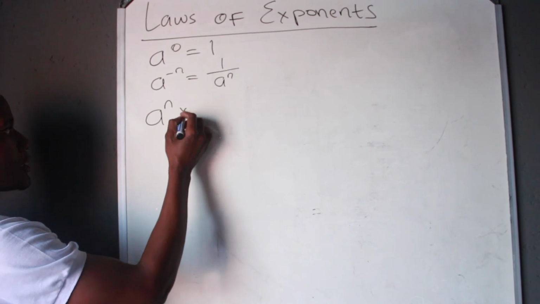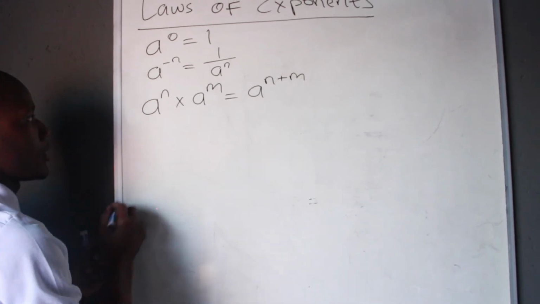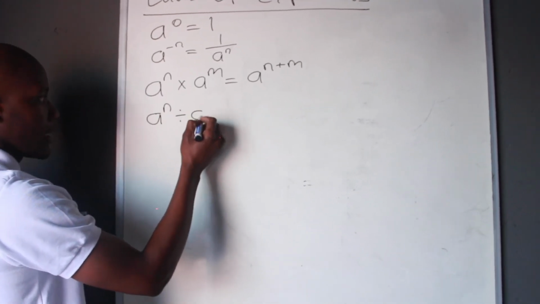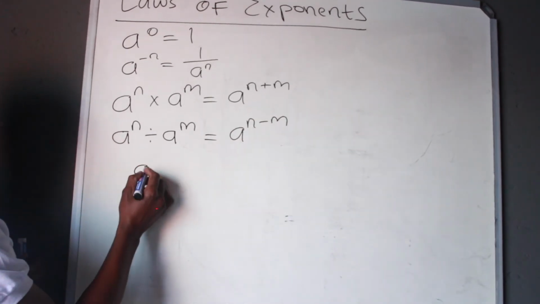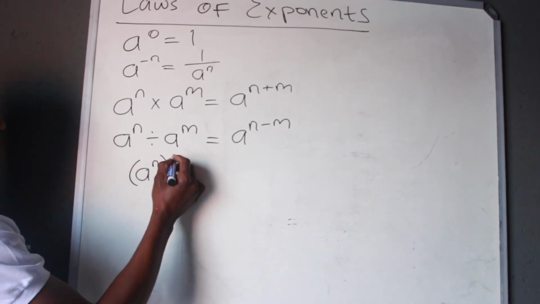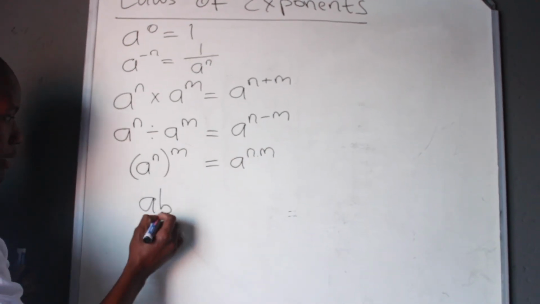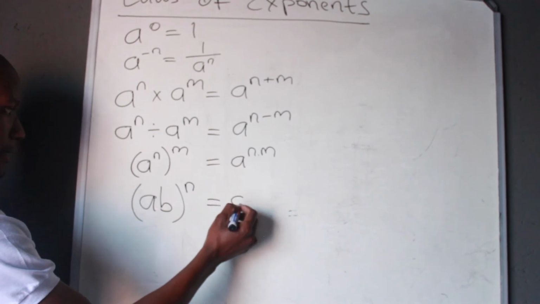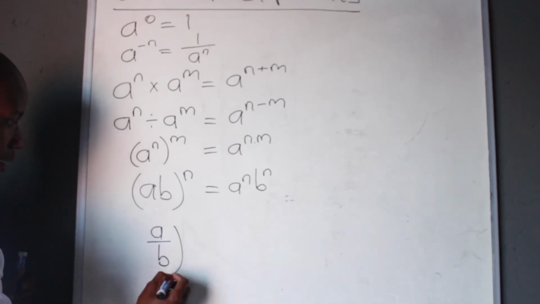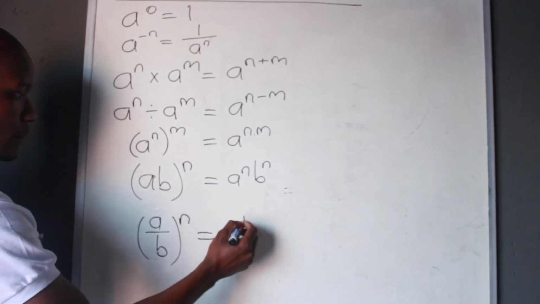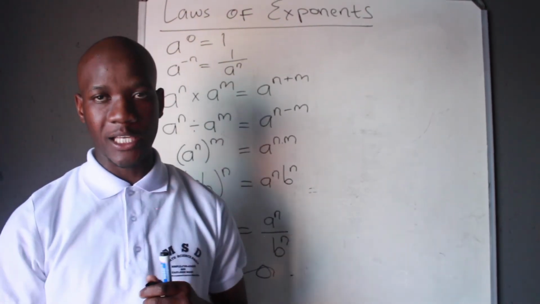A to the power n multiplied by a to the power m is a to the power n plus m. A to the power n divided by a to the power m is a to the power n minus m. A to the power n all raised to the power m is a to the power n times m. AB all raised to the power n is a to the power n b to the power n. So a over b all raised to the power n is a to the power n over b to the power n. These are the laws of exponents.